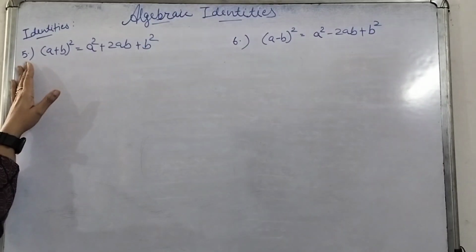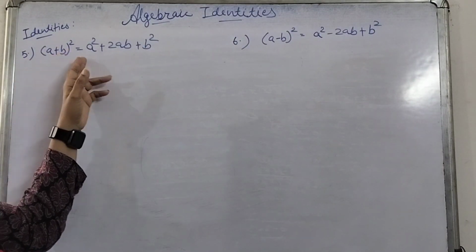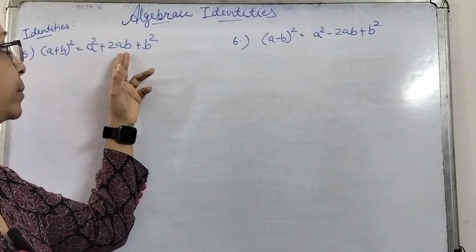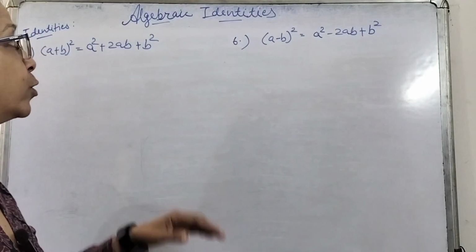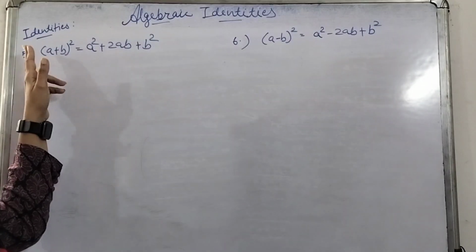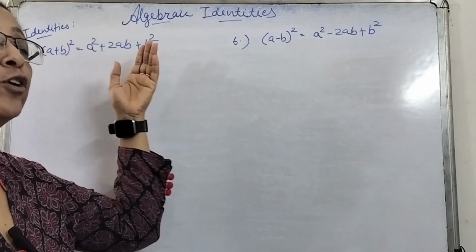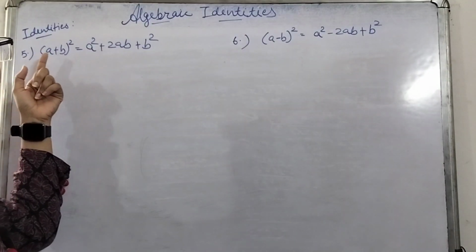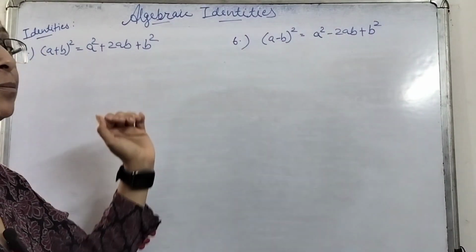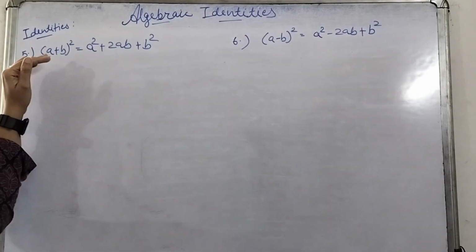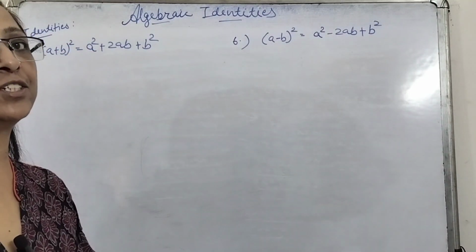The fifth identity is (a plus b) whole square is equivalent to a square plus 2ab plus b square. Whatsoever the value of a and b, it will hold. For each and every value of a and b, this identity will be true. That means your LHS part will be equivalent to your RHS part.